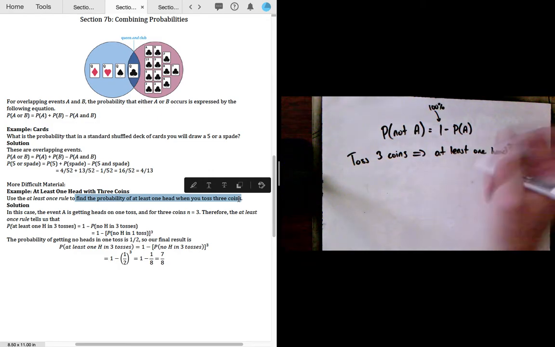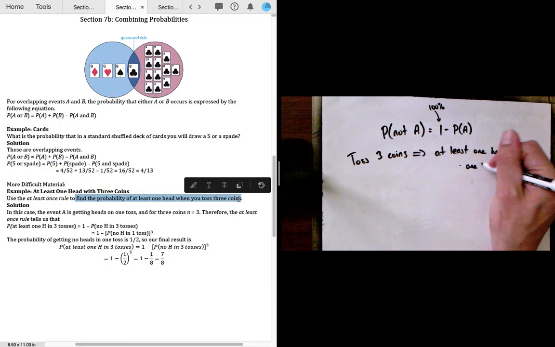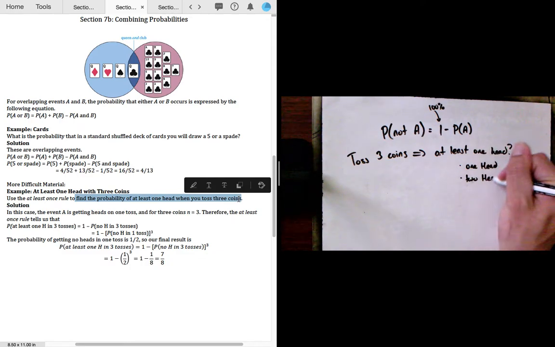Well, at least one head could mean one head. It could be two heads. It could be three heads. These events are independent of one another. So if I wanted to calculate this by hand, what I'd have to do is find the probability of getting one head, the probability of getting two heads, the probability of getting three heads, and add all of those values together, which is kind of a long process. Turns out there's an easier way for us to do that.